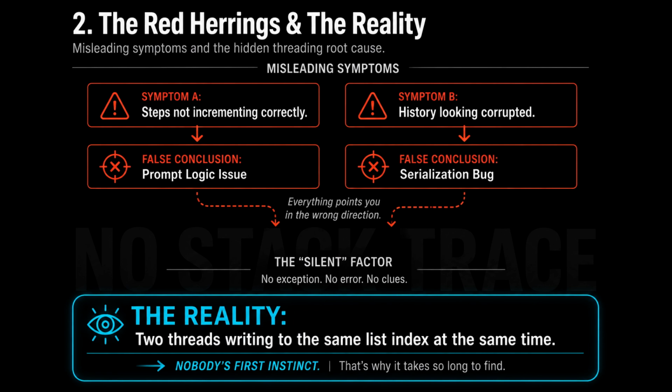Steps not incrementing right looks like a prompt issue. History looking corrupted looks like a serialization bug in your framework. Nobody's first instinct is to check whether 2 threads wrote to the same list index at the same time. Because nothing about the stack trace, because there isn't one, tells you threading is even involved.